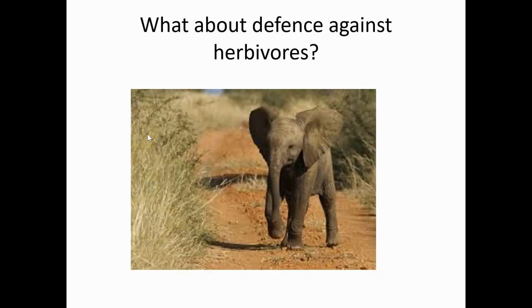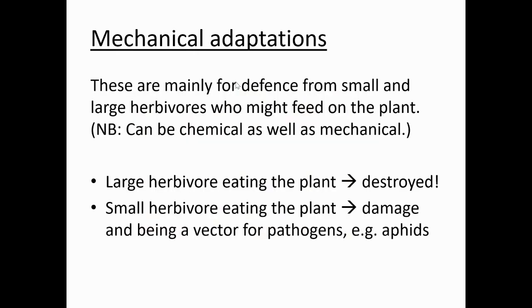Okay. So what about defense against herbivores? We've talked about the physical barriers and the chemical defenses against microorganisms, but what about large herbivores, even small herbivores like insects, still pose a threat. So this is where the mechanical adaptations come in. So mechanical adaptations are mainly for defense from small and large herbivores who might feed on the plant. So physical, chemical for microorganisms, mechanical for larger organisms, the herbivores.